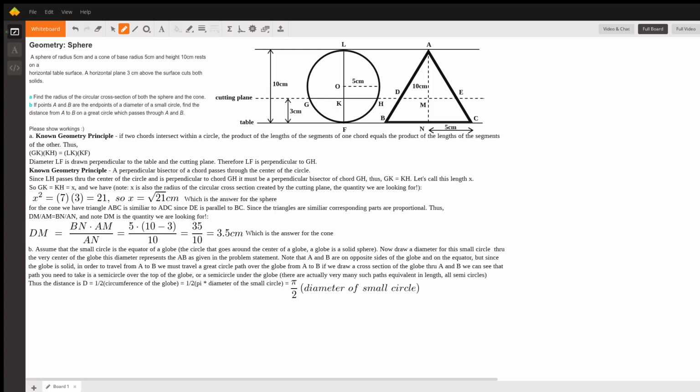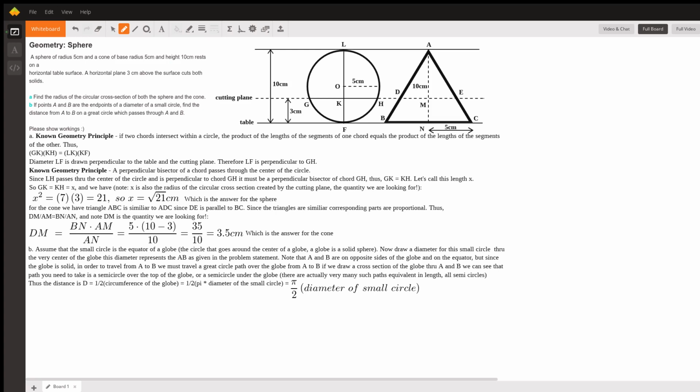Diameter LF, as you can see, is drawn perpendicular to the table and the cutting plane. Therefore, LF is perpendicular to GH. And it is also a known geometric principle that a perpendicular bisector of a chord passes through the center of a circle. Since LF passes through the center of the circle and is perpendicular to chord GH, it must be a perpendicular bisector of chord GH. Thus, segment GK equals KH.